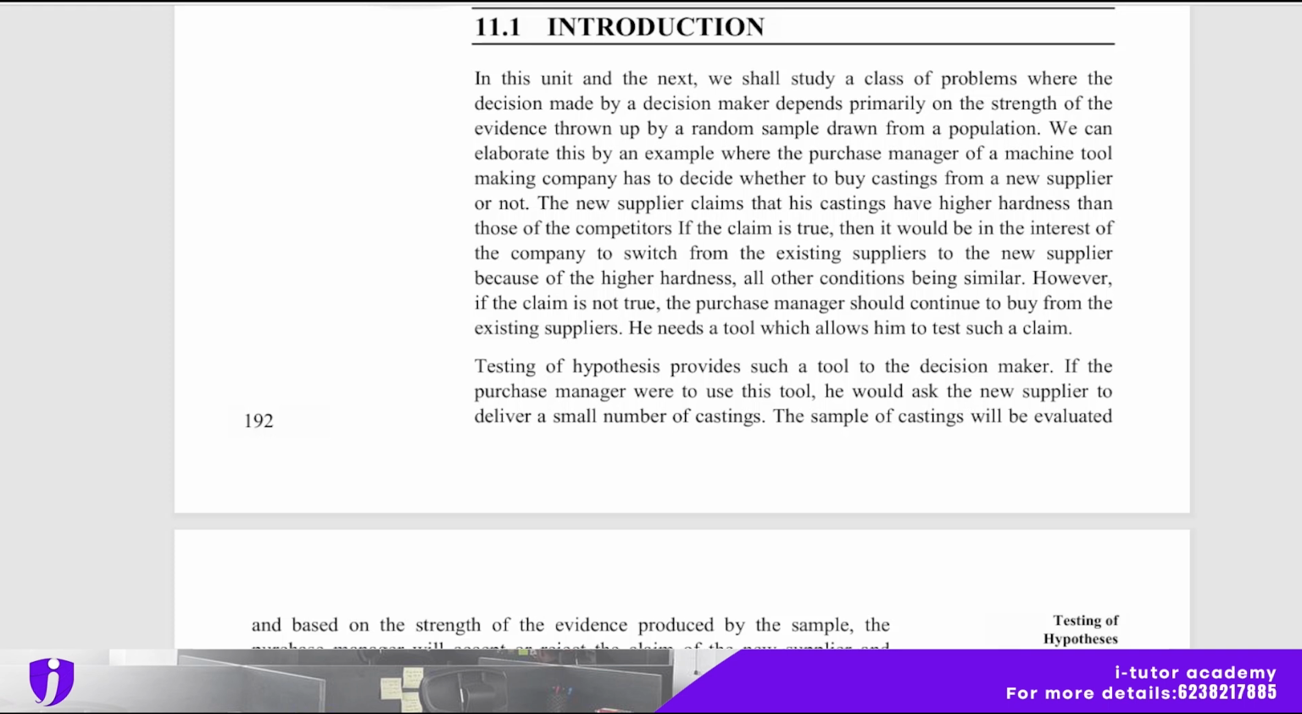The new supplier claims that his castings have higher hardness than those of the competitors. If the claim is true, then it would be in the interest of the company to switch from the existing supplier to the new supplier because of the higher hardness, all other conditions being similar. However, if the claim is not true, the purchase manager should continue to buy from the existing suppliers. He needs a tool which allows him to test such a claim.